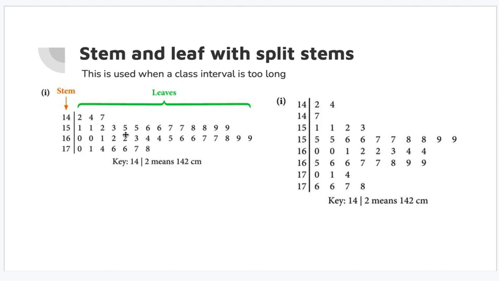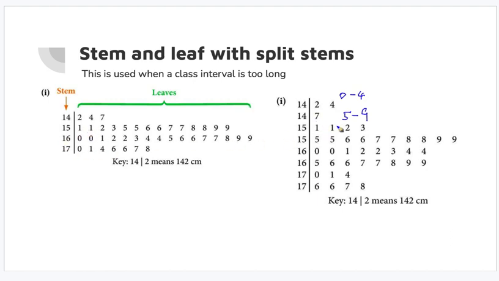Now, if a stem and leaf is too long, with too many values in one line, we can actually split the stem. When we split the stem, the first stem will range from 0 to 4, and the second stem is from 5 to 9. So this stem here, 2 to 4 will go up to the first stem, and 7 goes to the second stem.